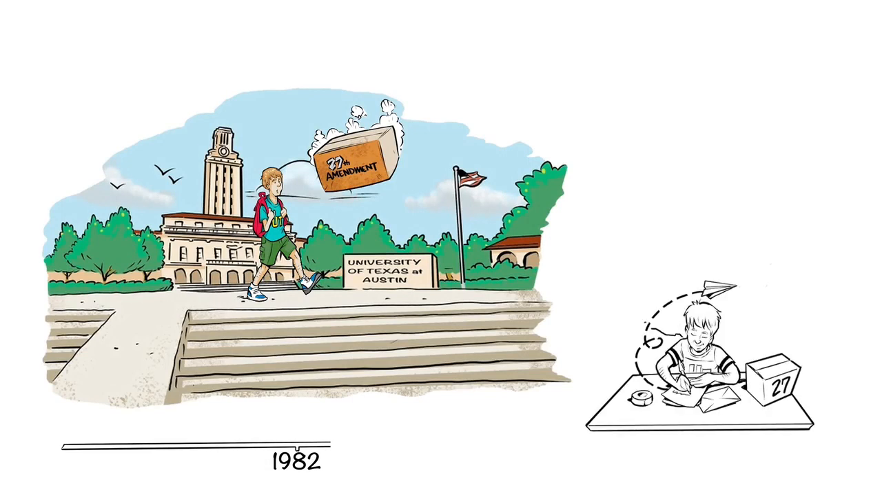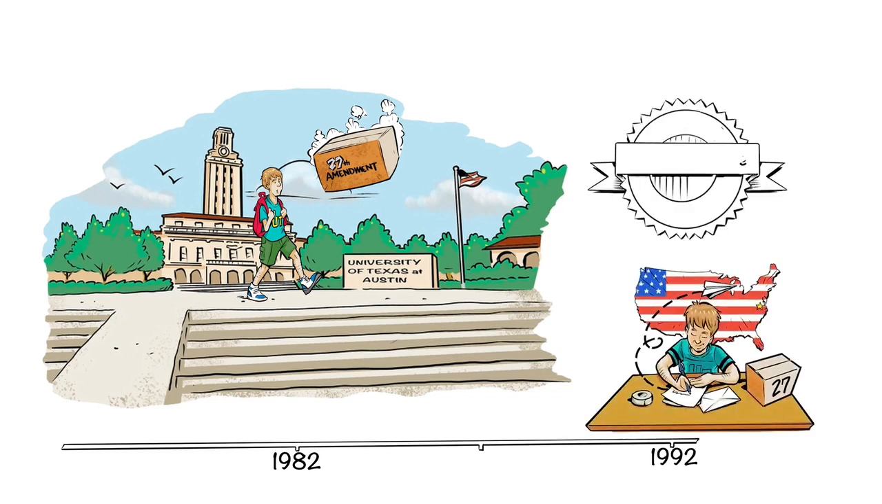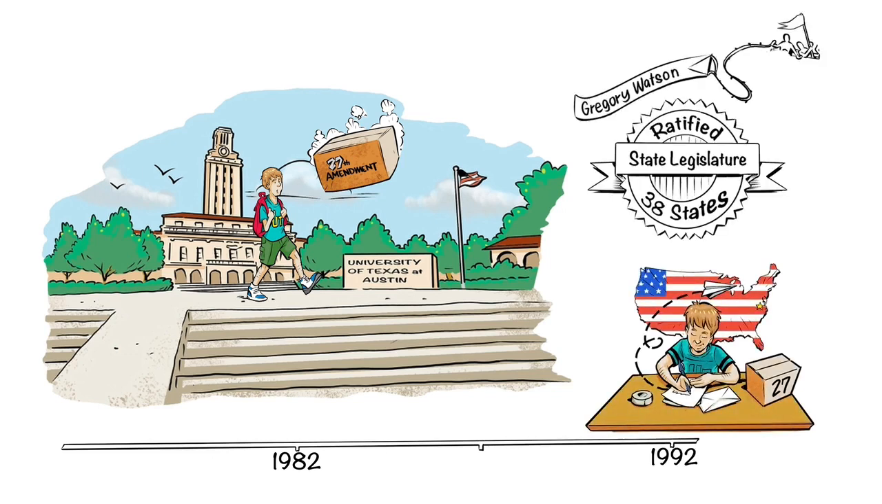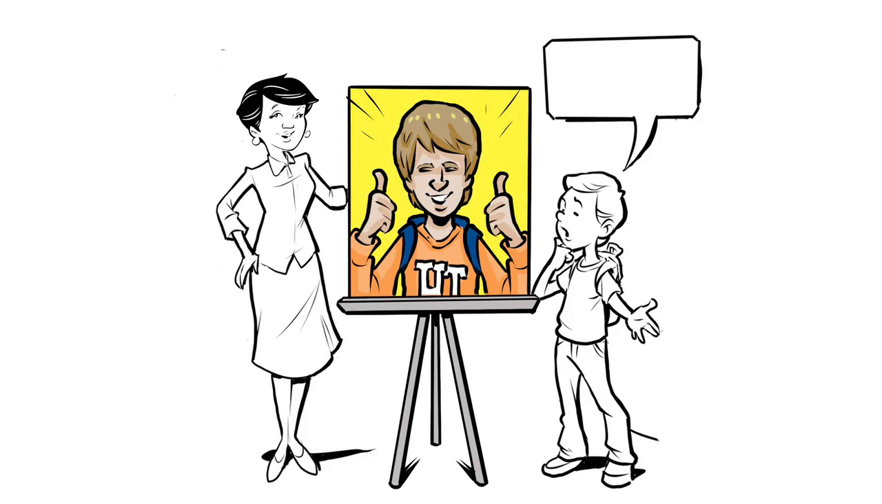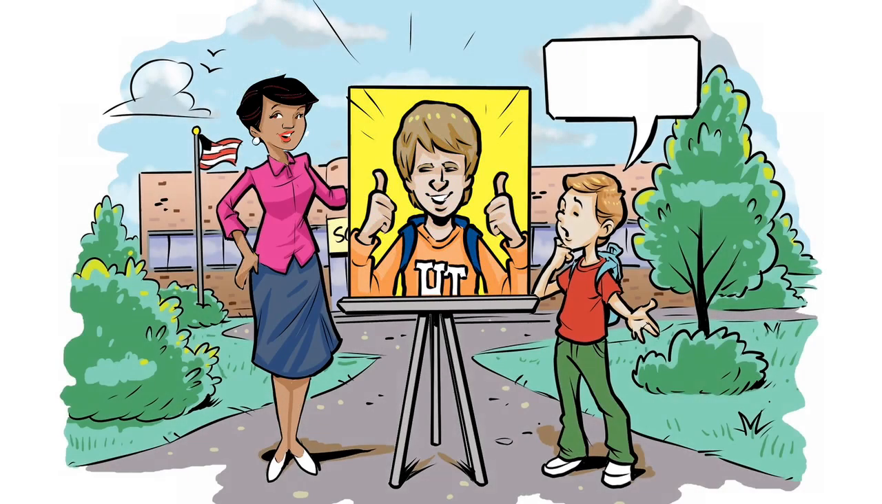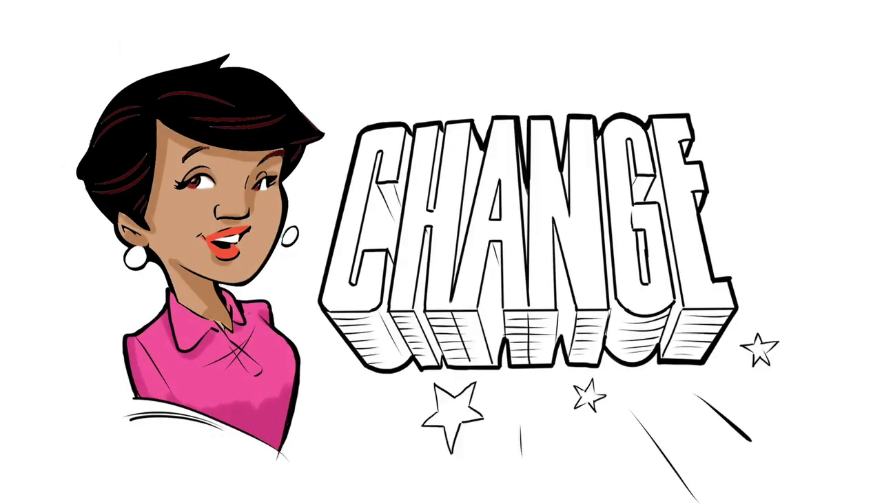He made it his mission to change that and wrote letters to state legislators. And in 1992, more than 202 years after Congress proposed the 27th Amendment, it was finally ratified, mostly thanks to UT student Gregory Watson. Wow, 202 years. Yep, that's why it's important to know the Constitution. You can help bring about change.